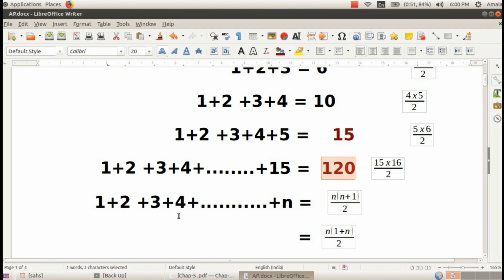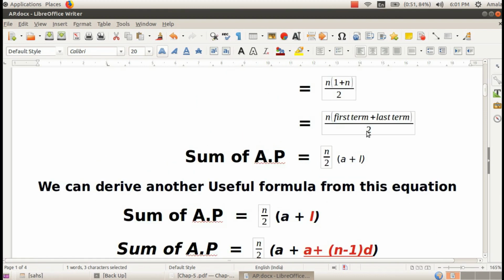In general, 1, 2, 3, etc. up to n. 1 plus 2 plus 3 plus 4 plus etc. plus n. The sum of this sequence we can write, here it is n terms. So n times n plus 1 divided by 2. That we can rewrite, n plus 1 we can write as 1 plus n, divided by 2. Here 1 is the first term and n is the last term.